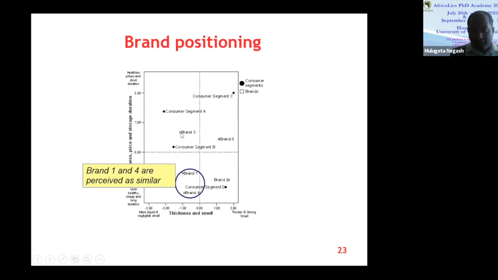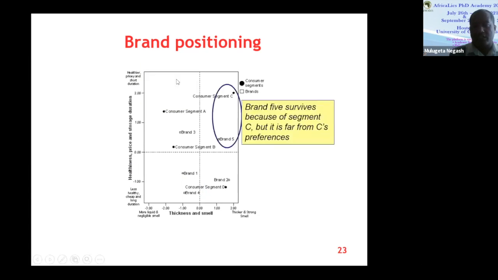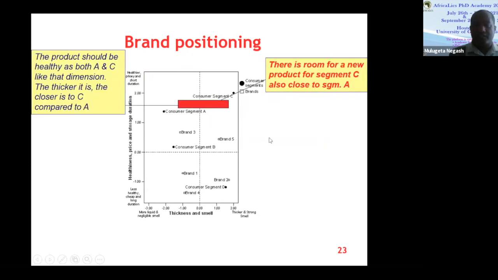Here is brand 3, and here is brand 2, but they are very, very far. So here there is a chance for introducing new brands for segment A. Brand 5 survived because of segment C, but it is far from C's preference. So the product should be healthy as both A and C.